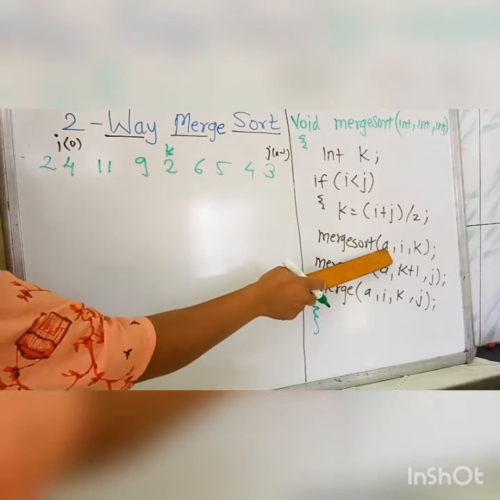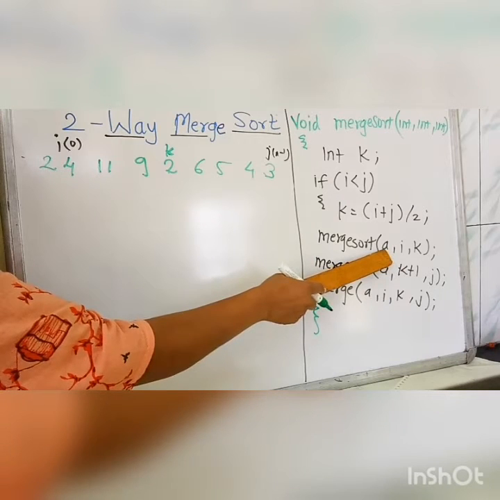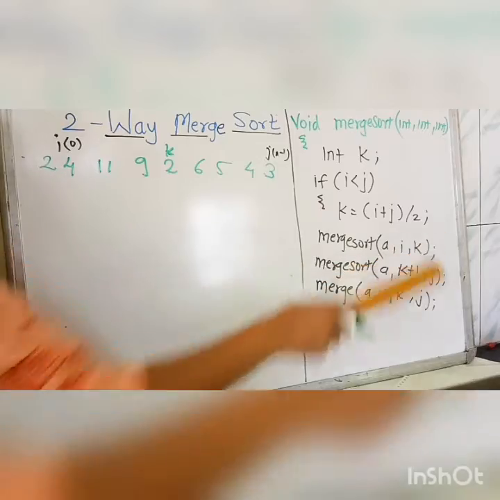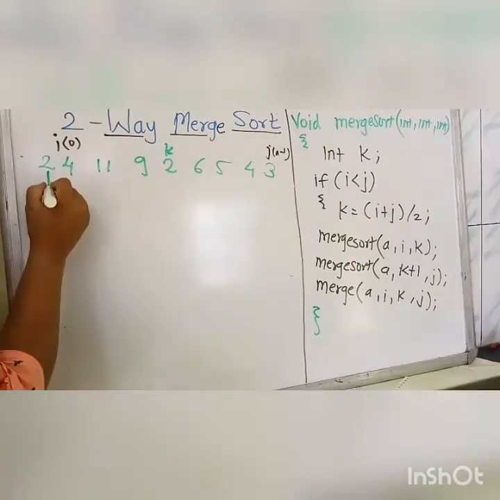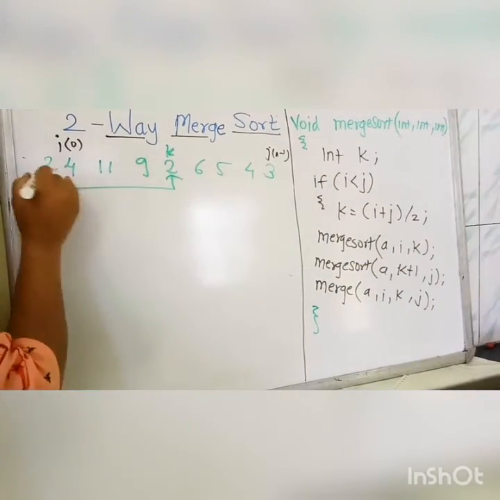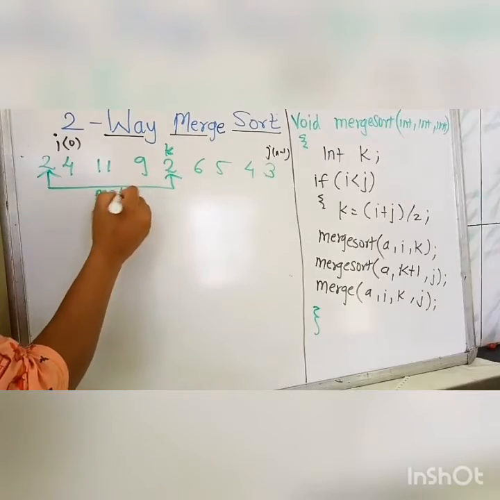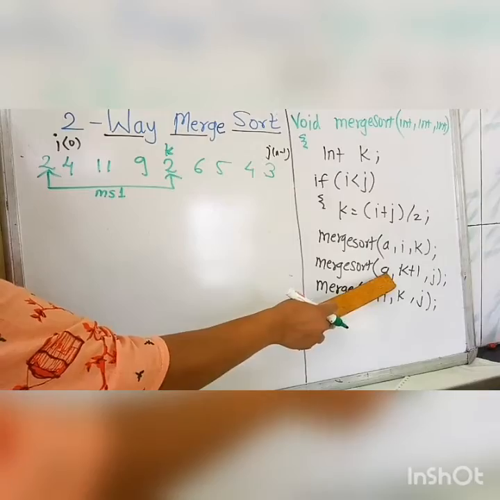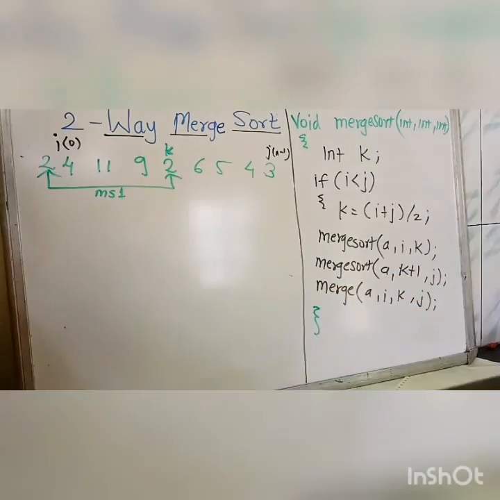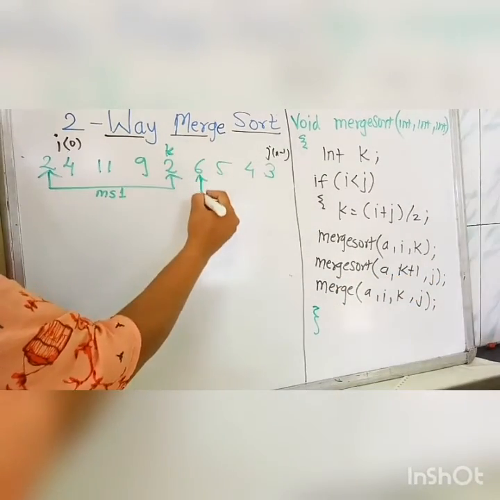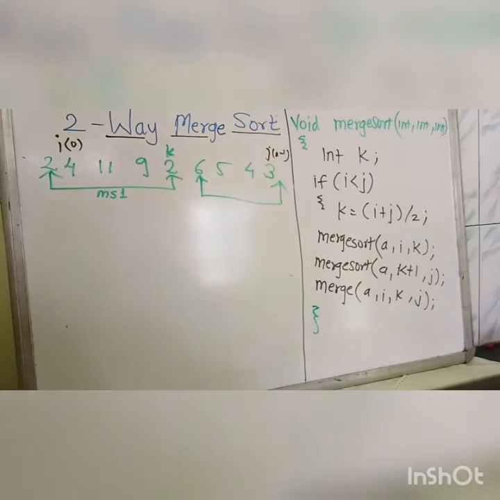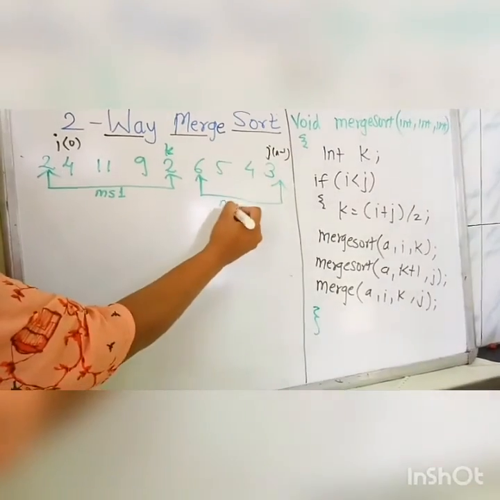First of all, taking array A, placing its first index at i and last index at k, means it will start from 24 till 2. This is the first merge sort. Then next it calls k plus 1 to j. K plus 1 is the sixth element and this is the 3. Here it is the second merge sort.